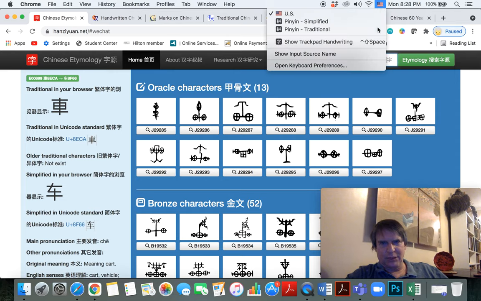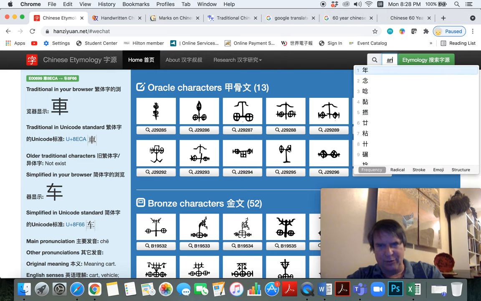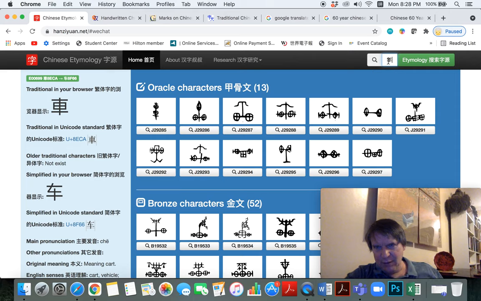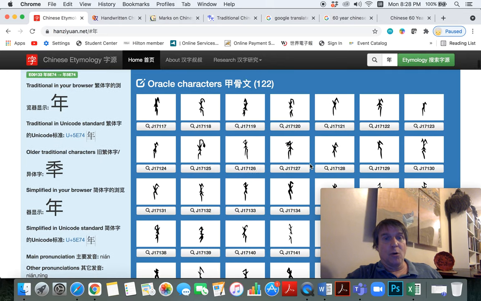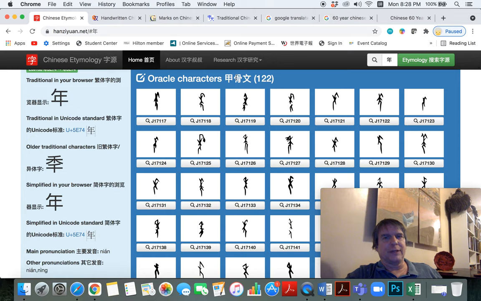Switch language kits to traditional, type Nian. There is no difference. Nian is Nian. There's no simplified version. Okay, enter it. Hit etymology. It's going to retrieve and return oracle characters. These are the really early ones.